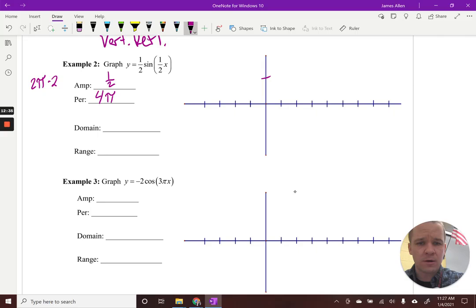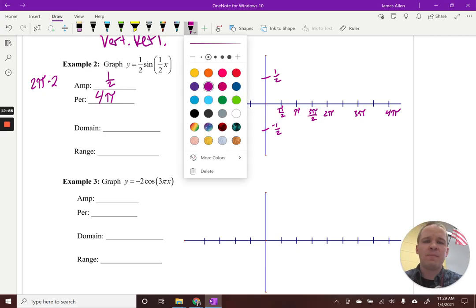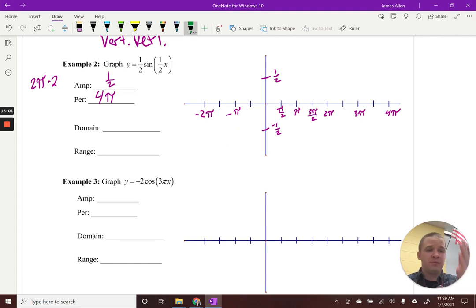I'm going to put a 1/2 up here and a negative 1/2 down here. That's what I'm oscillating, I like to say, going back and forth between. And then I have to figure out some values to plot. There's no phase shift, so I'm still starting at 0, 0, and you see what I did is I went by pi over 2s. That was what our initial parent function did. It went by pi over 2, pi, 3 pi over 2, and so on. But we do notice that, what kind of transformation is this?